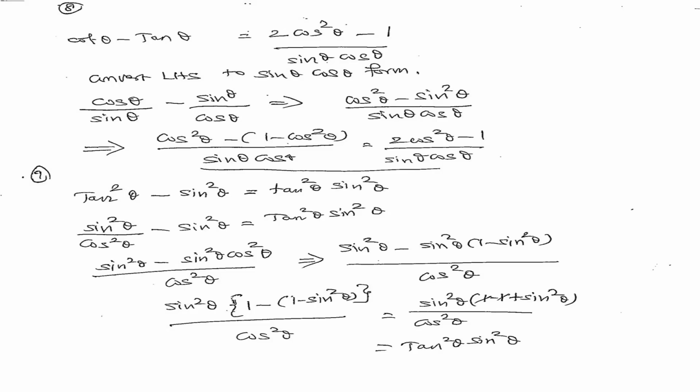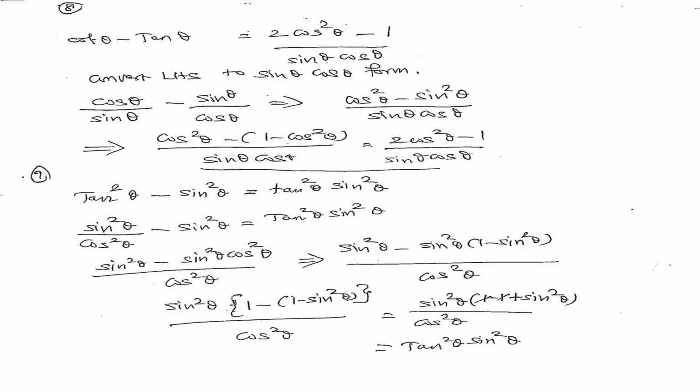Next slide, problem 8. Convert LHS into sin theta cos theta form. Therefore, cos theta by sin theta minus sin theta by cos theta gets it to cos squared theta minus sin squared theta by sin theta cos theta. Then sin squared theta is also 1 minus cos squared theta. Therefore, in the next step, we get cos squared theta minus 1 minus cos squared theta by sin theta cos theta is equal to 2 cos squared theta minus 1 by sin theta cos theta.